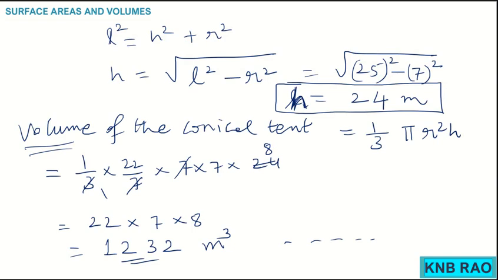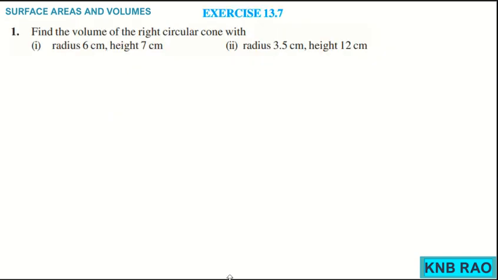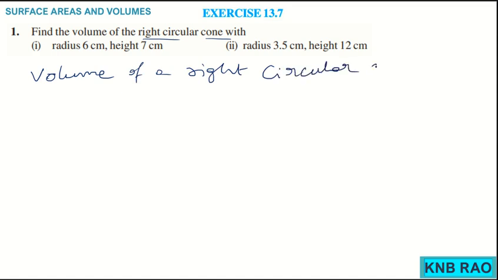Exercise 13.7. In exercise 13.7 we have got totally 9 questions. We will solve them one by one. Question number 1. Find the volume of a right circular cone. You know, the volume of a right circular cone is found through the formula one third pi r square h.